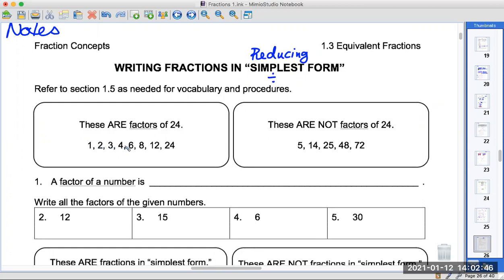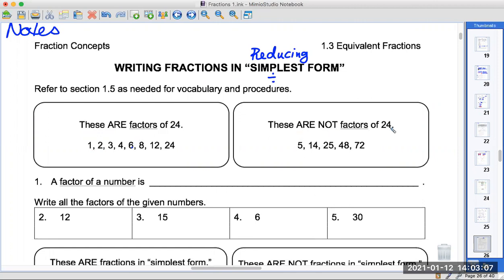1, 2, 3, 4, 6, 8, 12. All these numbers go into 24 evenly. 24 goes into 24 once. 12 goes into 24 twice. 8 goes into 24 3 times. 6 goes into it 4 times, and so forth.